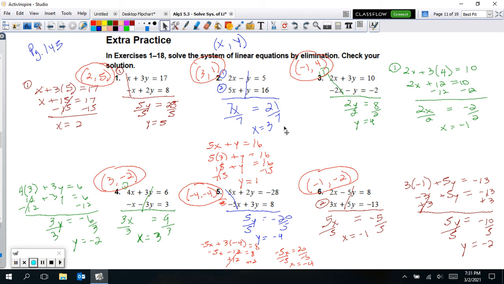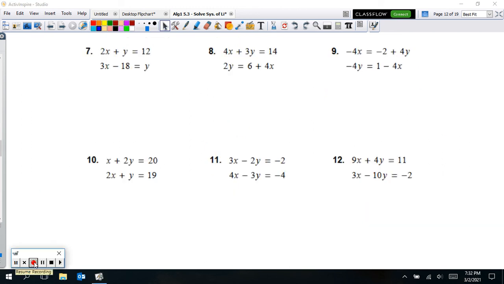Alright, so I'll leave that there for just a minute. You can go ahead and pause it if you need to, look at this a little closer and see if you missed something. Definitely pause it and see if you can figure out why you made that mistake before moving on. Alright, but I'm going to go ahead and move on to our next section.